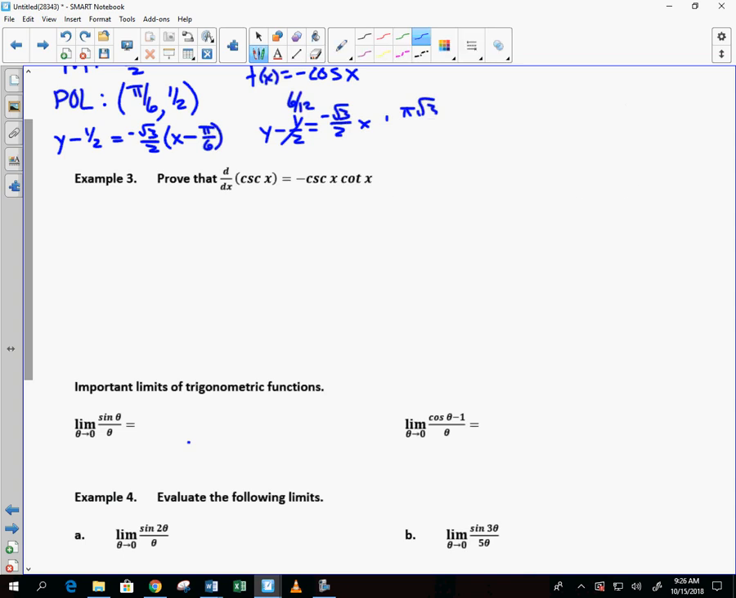Last problem of the day, and that is to set up a proof. Okay.